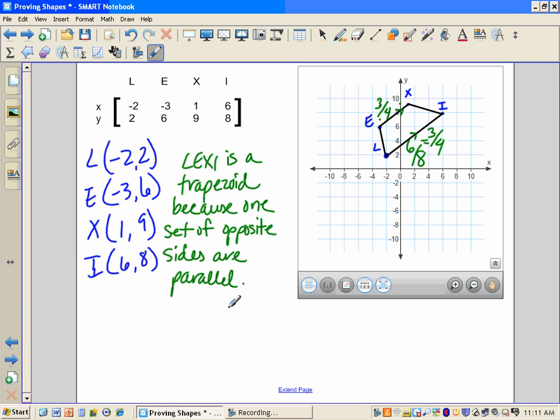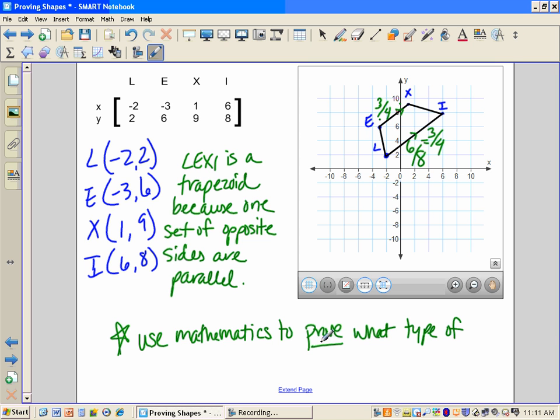So, make sure that you are not just saying what a shape is based on how it looks, that you are using mathematics. Use mathematics to prove what type of shape something is. That's it. Have a great day.